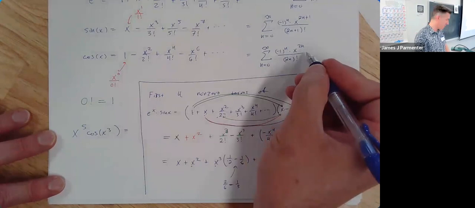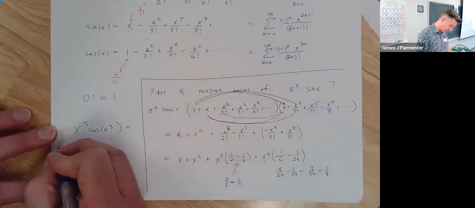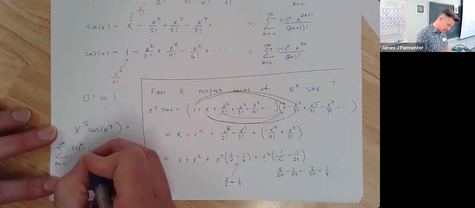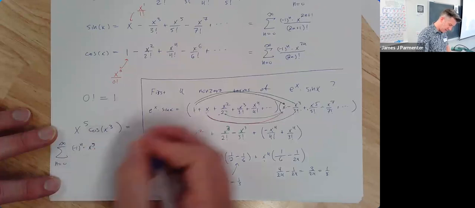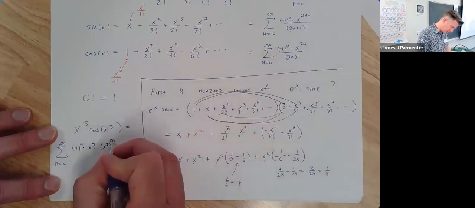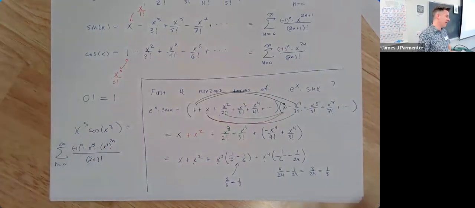If I just use this formula over here, it's going to be the sum from n equals 0 to infinity of -1 to the n times x to the 5th times, instead of x to the 2n, it's going to be x to the 3rd to the 2n, all over 2n factorial. And then simplify it if you want to, but I don't really want to. It's not terrible once you know the tricks.